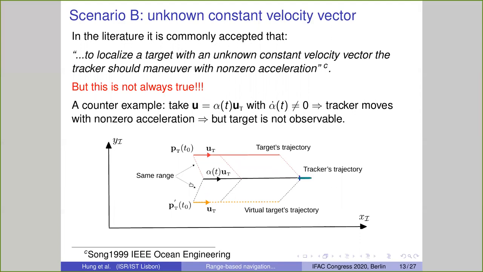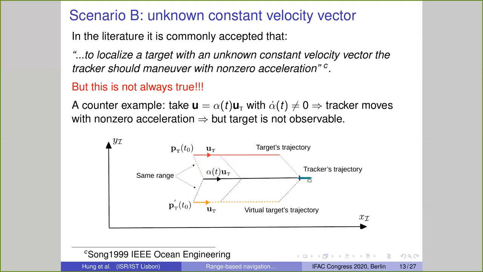So in this example, we suppose that the tracker maneuvers in a straight line. Note that even when the tracker maneuvers in a straight line, its acceleration vector can be chosen to be non-zero. So for this case, with the same range to the target, there is a vertical target trajectory, a reflection of the trajectory of the tracker, such that they can measure the same range.